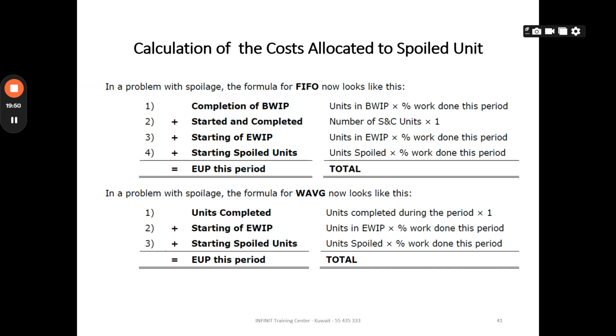So whatever per unit cost you got, that you are going to allocate. In case of FIFO, you are going to allocate that to completion of beginning process, or how many units completed from the units started previous year, started and completed, ending work in progress, and also spoiled units. In case of weighted average, you are going to allocate the per unit cost to units completed, ending work in progress, and spoiled units.